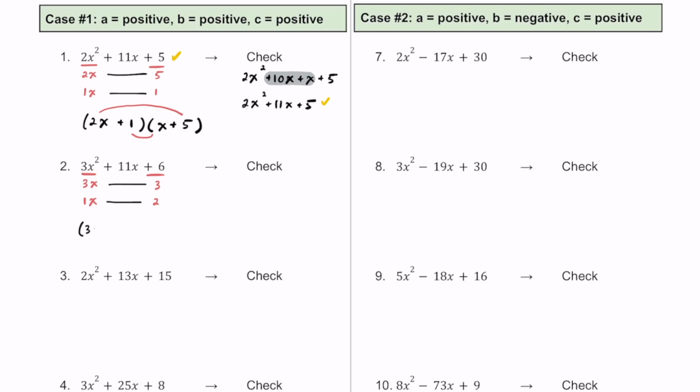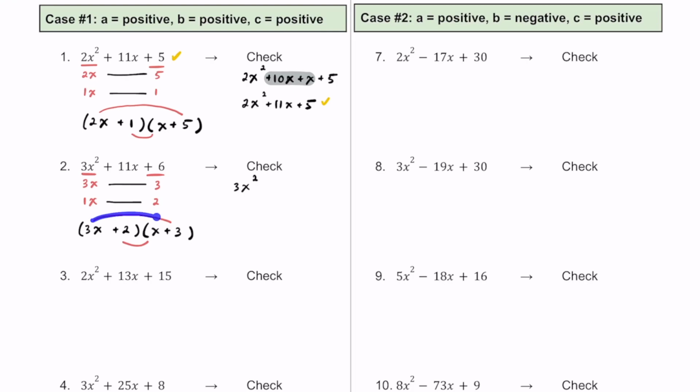I'm going to put this 3x, and then open our second parentheses, which is going to be 1x. And then see what pairs together here. 3x is going to pair with a 3. That's going to be the outers, and the 1x is going to pair with the 2, which are our inners. So here are the outers, and here are the inners.